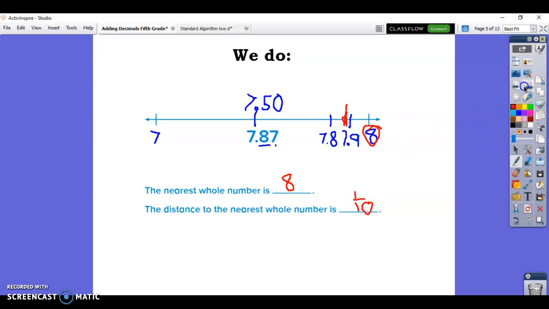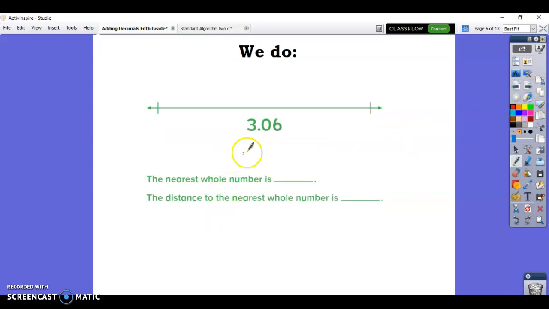Okay, let's try another one. Okay, so you have 3 and 6/100ths, rounded to the nearest whole number, and how close is it to that nearest whole number? So pause the video here, see if you can do the same thing on your own.